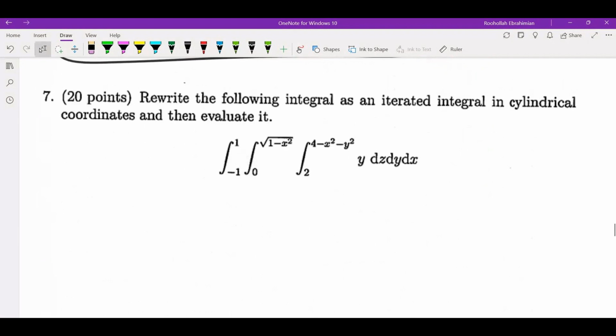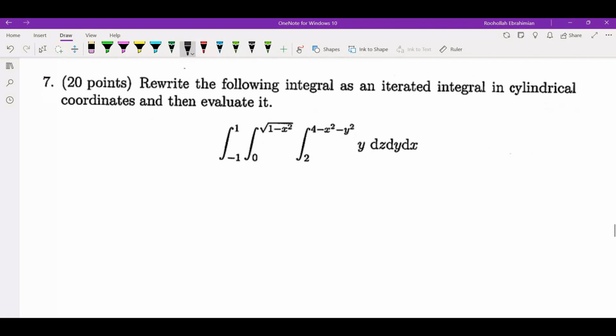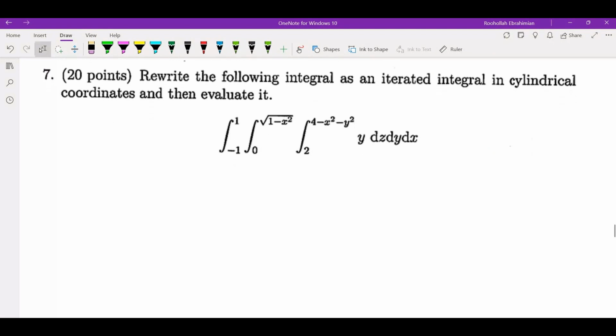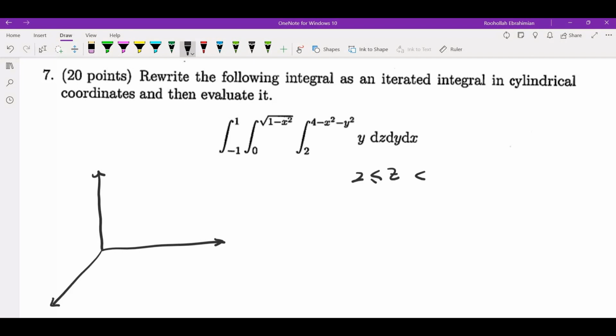Okay, let's move on to the next problem. Rewrite the following integral as an iterated integral in cylindrical coordinates and then evaluate. Let's look at the bounds and draw the region corresponding to these bounds, then turn it into cylindrical and evaluate. The first thing they gave us are the limits of z. So z is between 2 and 4 minus x squared minus y squared.